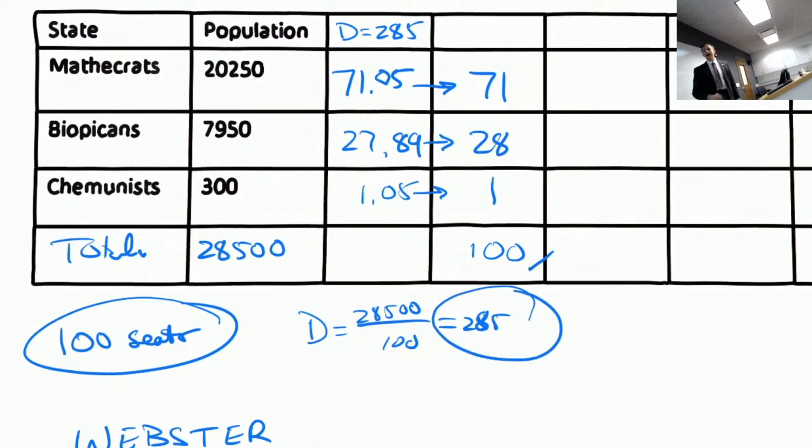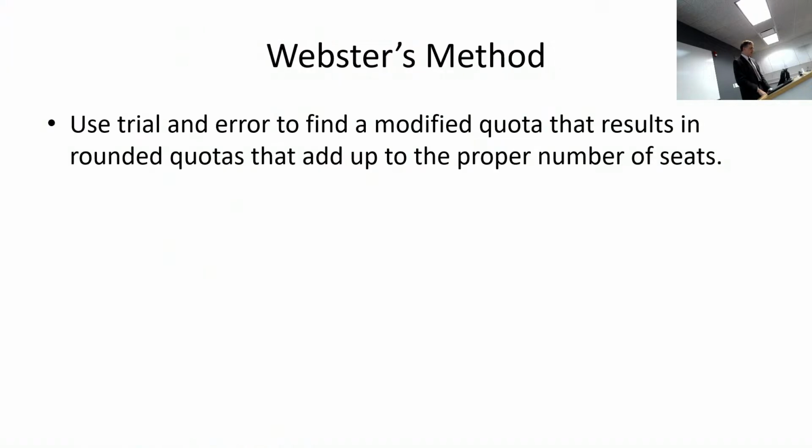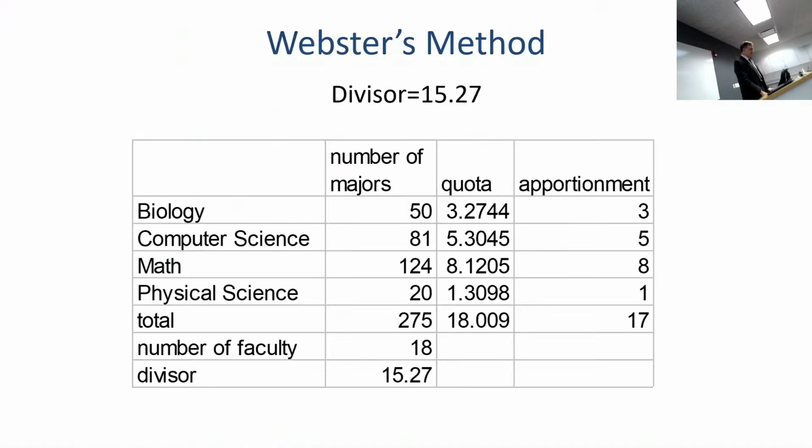Okay, so that time the standard divisor worked. So when you're doing Webster's method, you're just going to use trial and error. Always start with the standard divisor, and then you might have to pick a bigger number, you might have to pick a smaller number. Let me switch over to the PowerPoint so you can see this in action where it's a little bit more interesting perhaps.